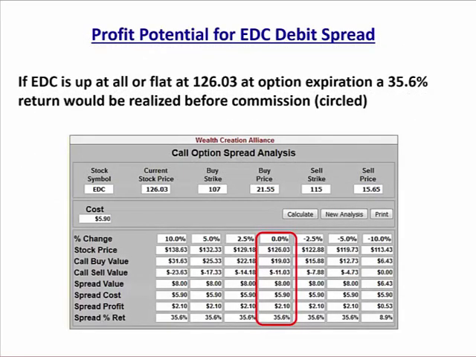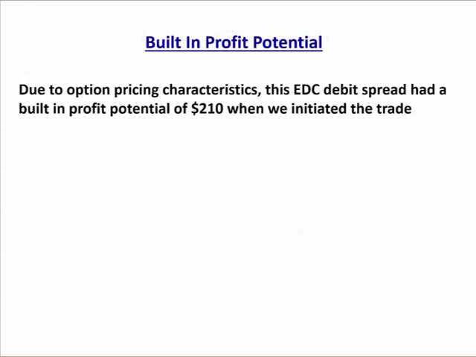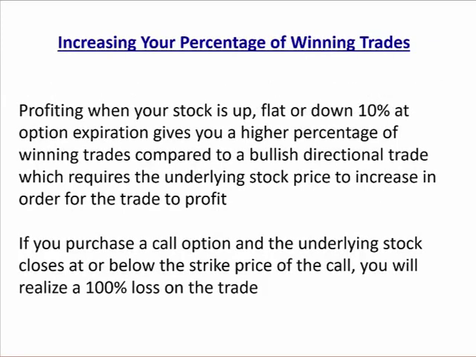And if we take a look at the call option calculator, we can see if EDC is flat at option expiration at 126.03, we'll realize a $210 profit and a 35% return. If EDC is down 10%, we'll realize a $53 profit and an 8.9% return on this trade. So again, due to the option pricing characteristics, this EDC debit spread had a built-in profit potential of $210 when we initiated the trade.